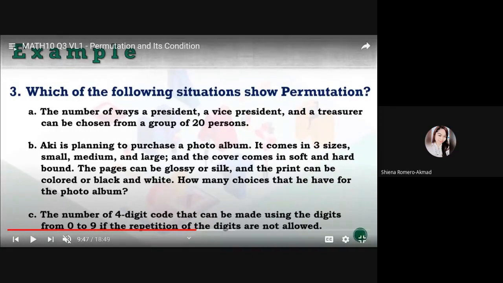So, as you can see, sa problem na to, we have sizes, cover, pages, and print. Sa size, ang pinili natin medium. Ang cover ay hard, ang pages ay glossy, ang print ay colored. So, ang arrangement natin ay medium, hard, glossy, colored. Sulat nyo para maisip nyo yung gusto kong sabihin.